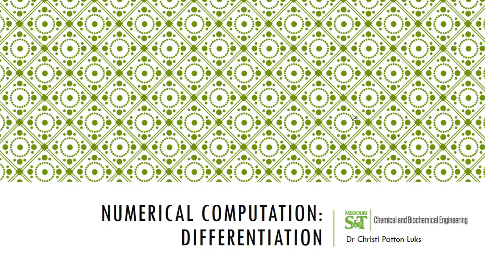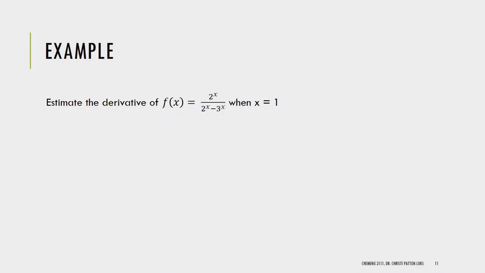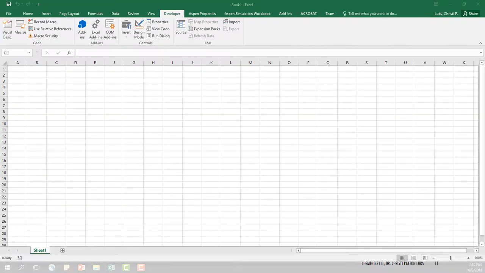In this video lesson, we're going to look at our numerical differentiation example for a function, but we're going to do the problem using VBA instead of Excel. And this was the example problem we were looking at. f(x) is 2^x over 2^x minus 3^x when x is equal to 1. Now I have already written the code.